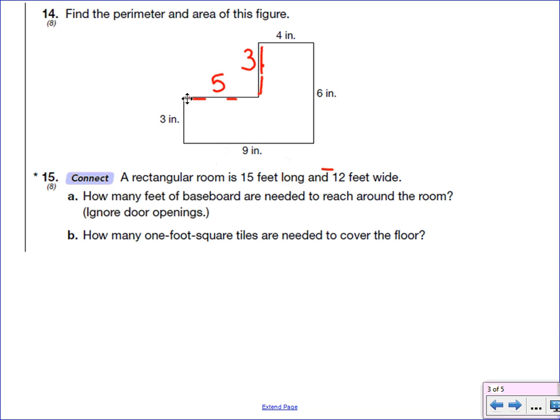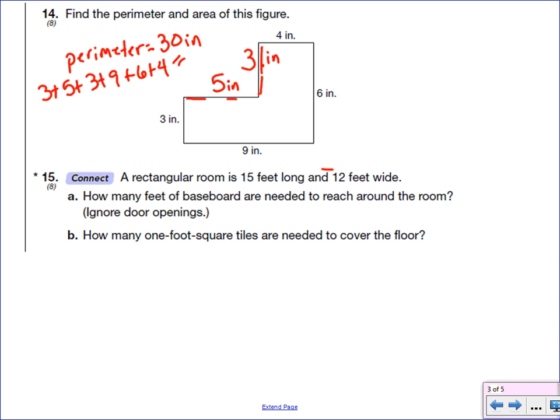So to find the perimeter, all I do is add up all the sides. So 3 plus 5 is 8, plus 3 is 11, plus 9 is 20, plus 6 is 26, plus 4 is 30. So the perimeter is 30 inches. And that comes from 3 plus 5 plus 3 plus 9 plus 6 plus 4.